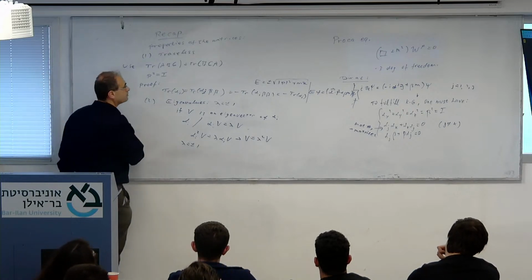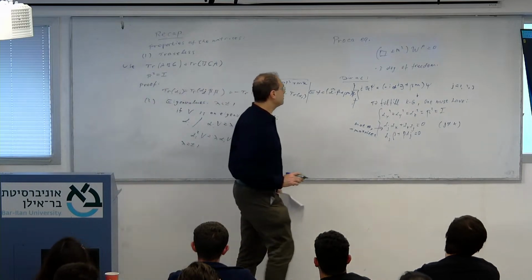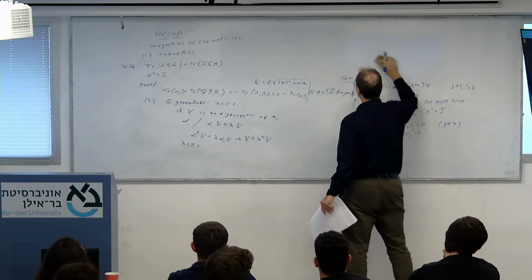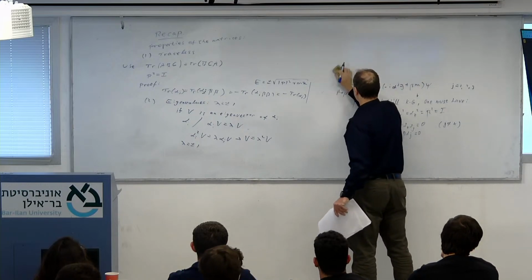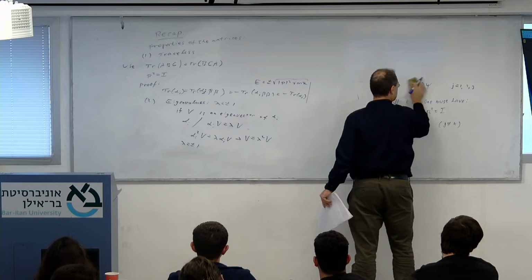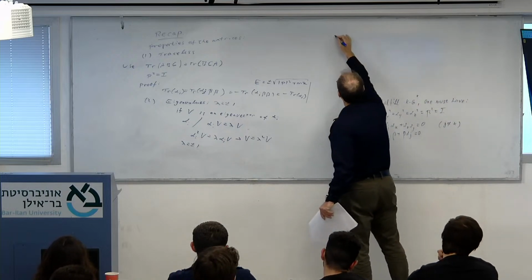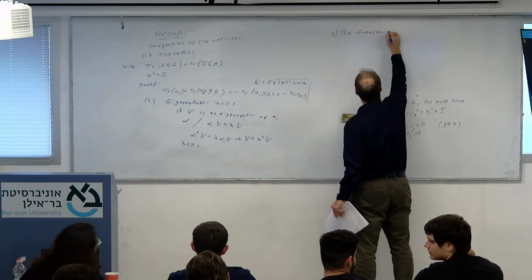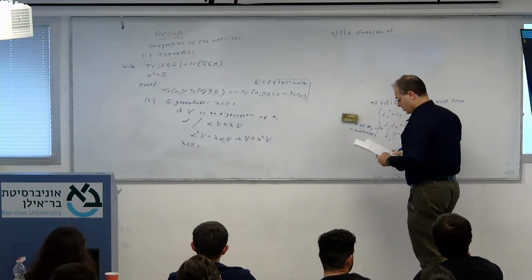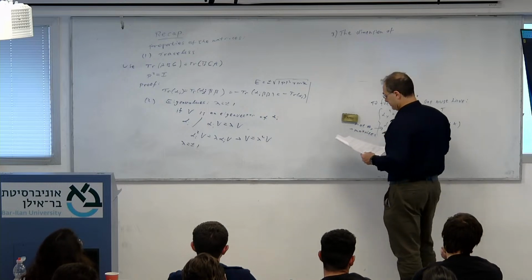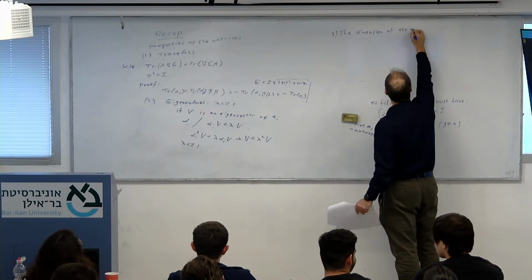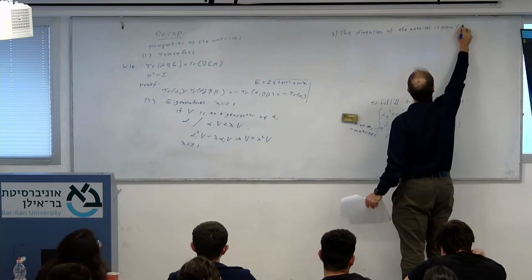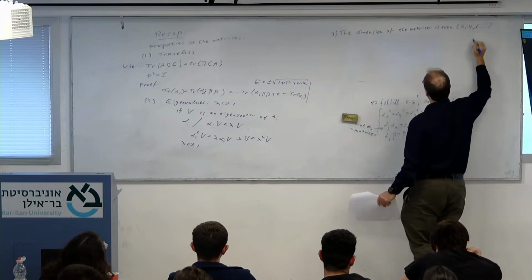The third claim is that the dimension of these matrices has to be even, namely 2, 4, 6, whatever.